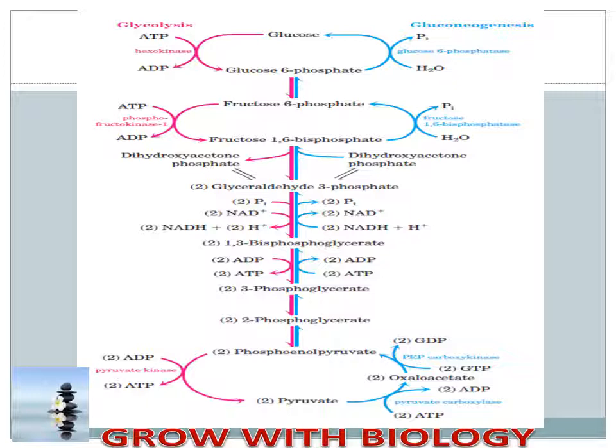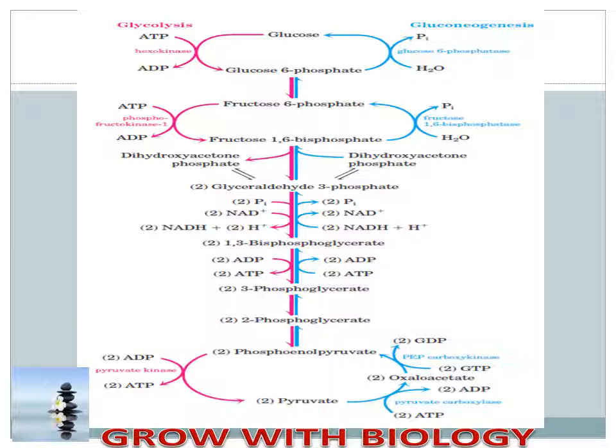Now this pathway shows two pathways. One is glycolysis, which is glucose converting to pyruvate, denoted by the pink arrows, whereas gluconeogenesis, that is pyruvate converting to glucose, is shown by the blue arrows. So we start with pyruvate, which is present at the bottom. Pyruvate gets converted to oxaloacetate. This is the intermediate product which is formed while pyruvate gets converted to phosphoenol pyruvate.